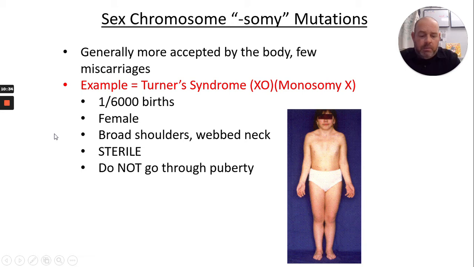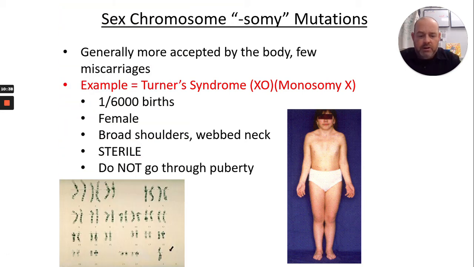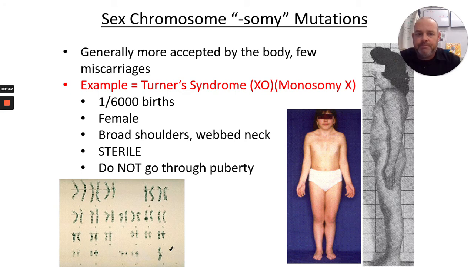So a couple facts there about someone with Turner syndrome. And there's their karyotype, and you can see there's only one X down there. And here's what an adult might look like that has Turner syndrome. Okay, you can see a lot of the features do not fully develop because of no puberty.